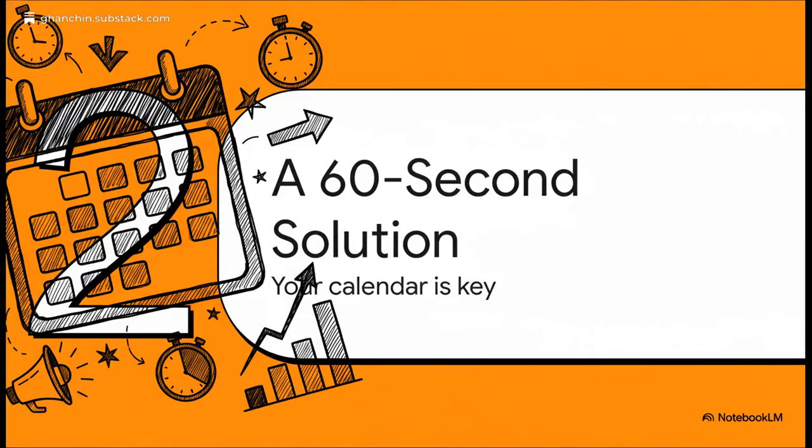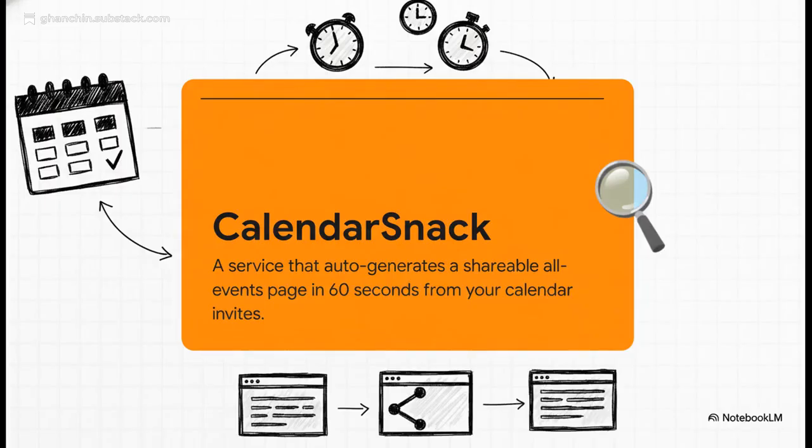It's just a total mess. Okay, but what if the fix for all of that took just 60 seconds? What if you could turn that calendar you're already living in every single day into a legit marketing machine? That's the big idea here. Let's get into it. So this solution, it's a service called Calendar Snack. And here's the deal, in a nutshell. It automatically creates this awesome, shareable landing page with all your events on it. And it does it in about a minute, pulling everything straight from the calendar invites you're already making. Yeah, no website builders, no coding, nothing.